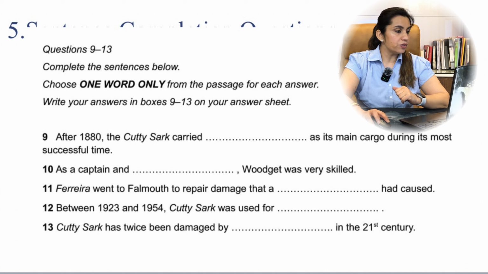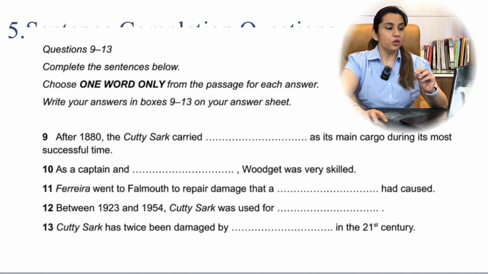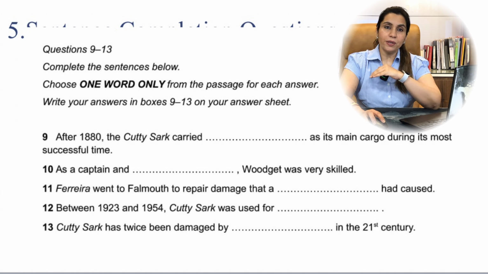Suppose we read this question. After 1880, the Cutty Sark carried dash as its main cargo during its most successful time. Now the keyword here is this time, that is after 1880, and this name Cutty Sark. So you will identify this and try to locate it in your paragraph, and from there you will get the answer, and your subsequent answers will be in the same paragraph or in the following paragraphs only.